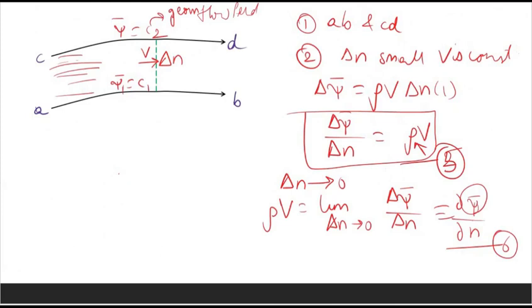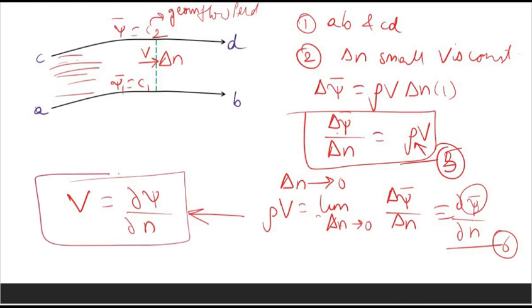That is our equation 5, or maybe you can consider equation 6 as well over here. If I substitute in this equation density equal to constant, I am left with V is equal to ∂ψ/∂n. Correct? This is what happens when I say my flow is incompressible.